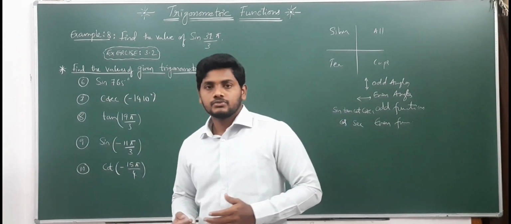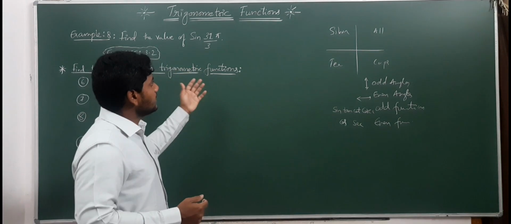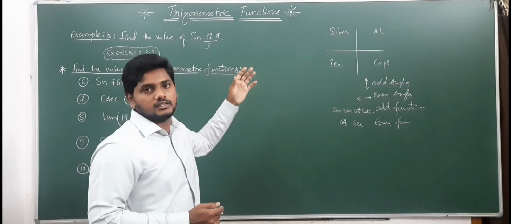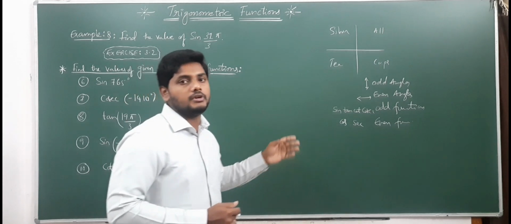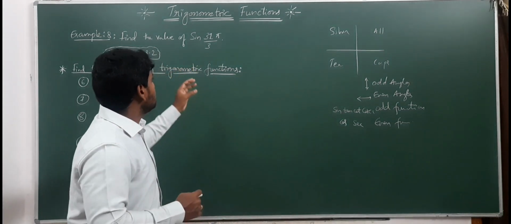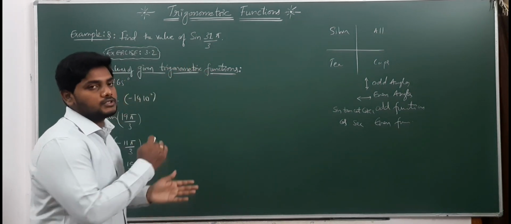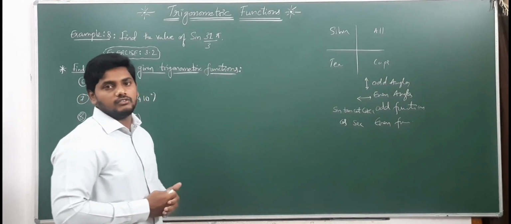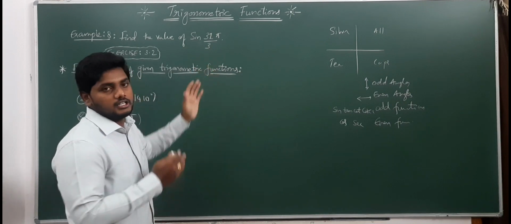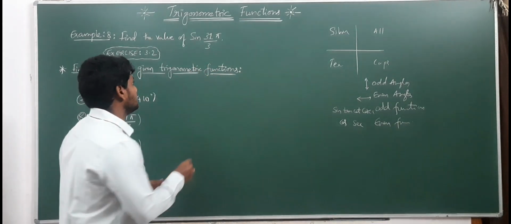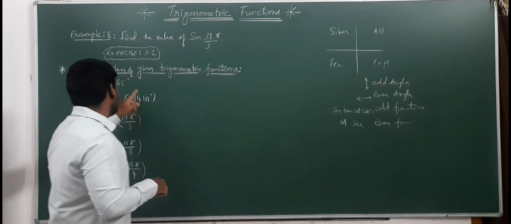Sin 0 is 0, sin pi by 6 is 1 by 2, sin pi by 4 is 1 by root 2, sin pi by 3 is root 3 by 2, sin pi by 2 is 1. So we need to decrease any of these angles into the range 0 to 90, then we can write the value easily. So let us shorten that angle into 0 to 90, then we can write the answer. See the solutions, I will do all these problems.